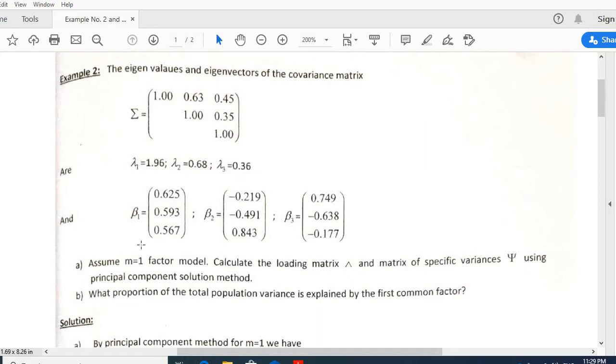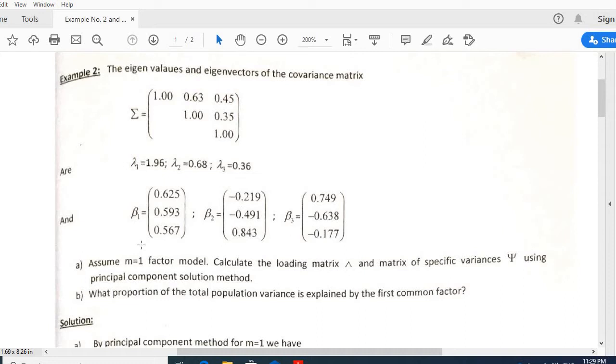Sigma is equal to 1, 0.63, 0.45, 1, 0.331. Where lambda 1 is equal to 1.96, lambda 2 is equal to 0.68, lambda 3 is equal to 0.36. Beta 1, beta 2, beta 3 are given here. These are the eigenvectors corresponding to the eigenvalues lambda 1, lambda 2, lambda 3.